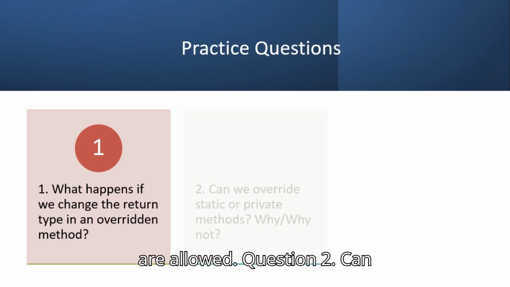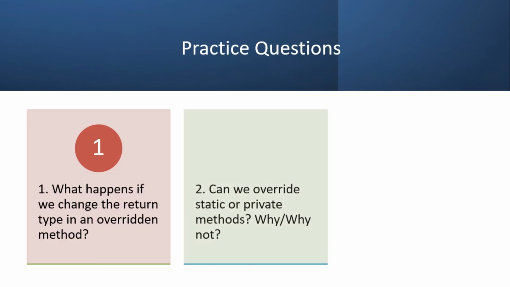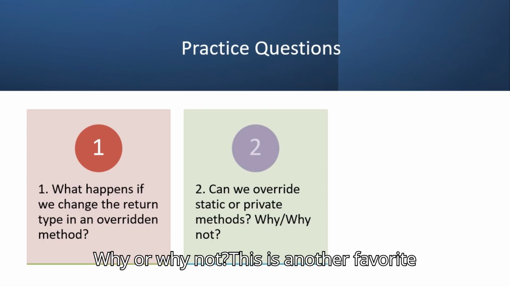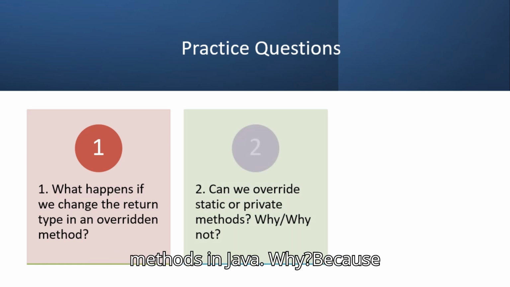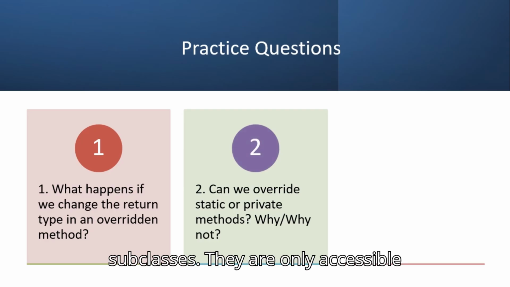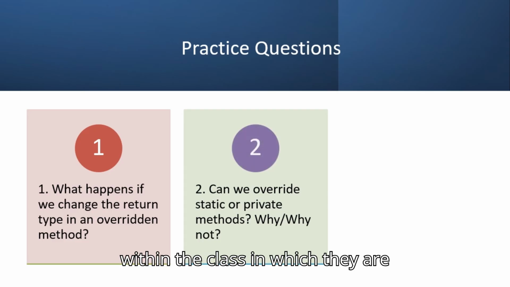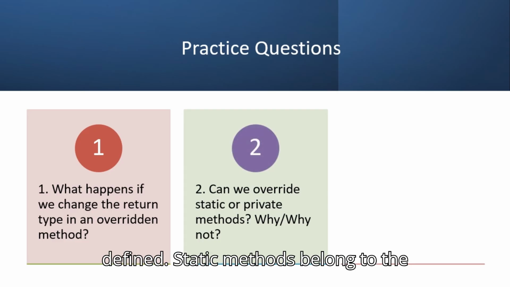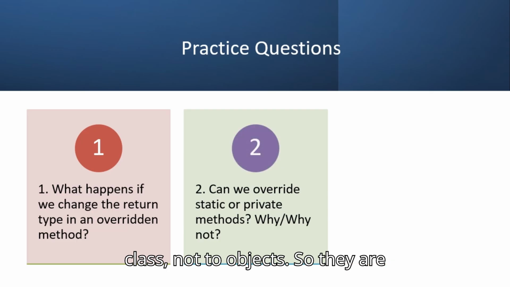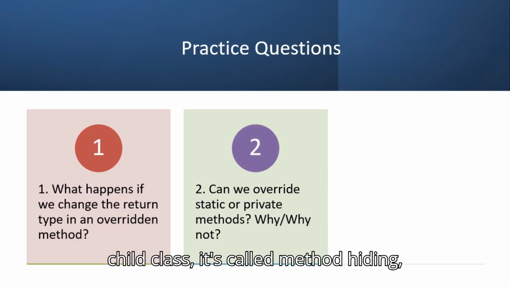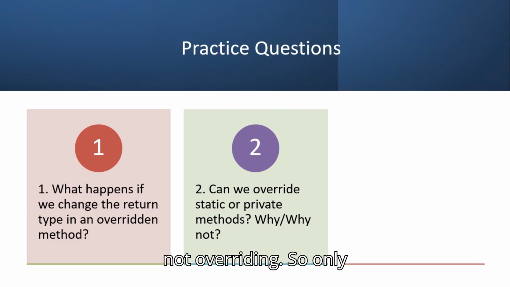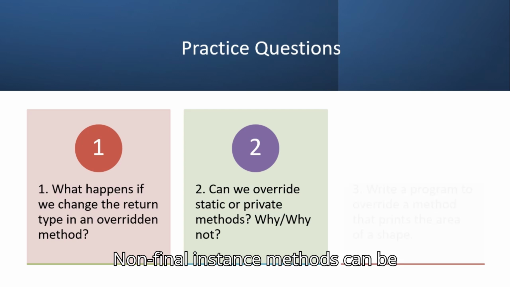Question 2. Can we override static or private methods? Why or why not? This is another favorite question in interviews. The answer is no. We cannot override static or private methods in Java. Why? Because private methods are not visible to subclasses. They are only accessible within the class in which they are defined. Static methods belong to the class, not to objects, so they are hidden, not overridden. If you write a static method with the same name in a child class, it's called method hiding, not overriding. So only non-static, non-private, non-final instance methods can be overridden.